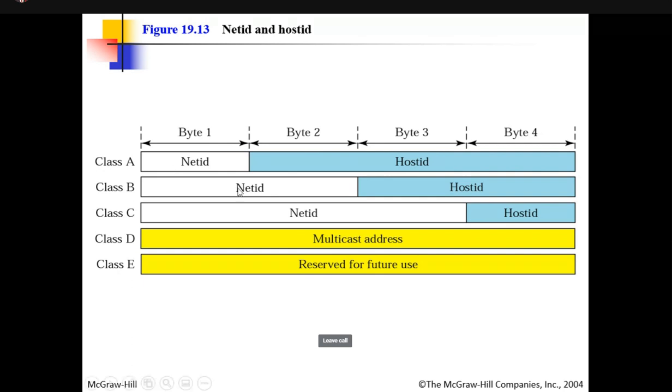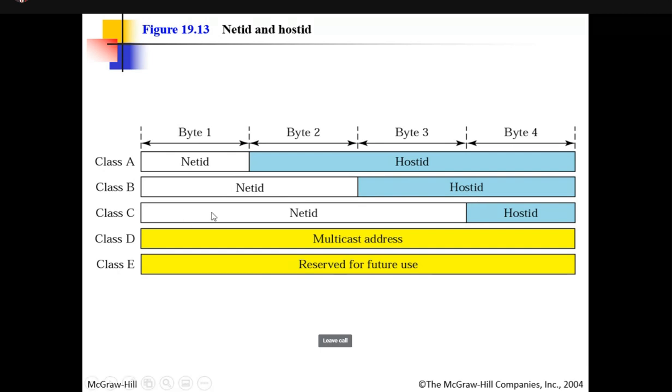And for class B, the same number of bytes are taken for the network ID as well as the host ID. So for a middle-sized organization, where a medium number of computers are needed to connect to the network, we can use class B, as the first 2 bytes are used for the network address, and the last 2 bytes, byte 3 and byte 4, are used for the host address.